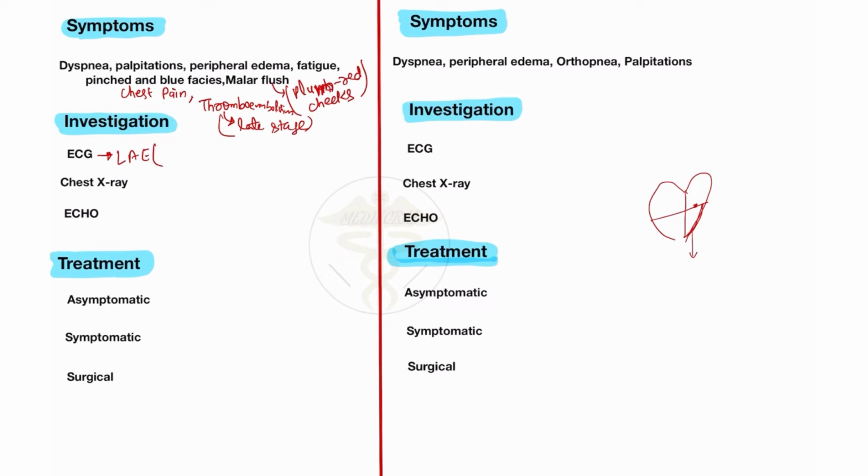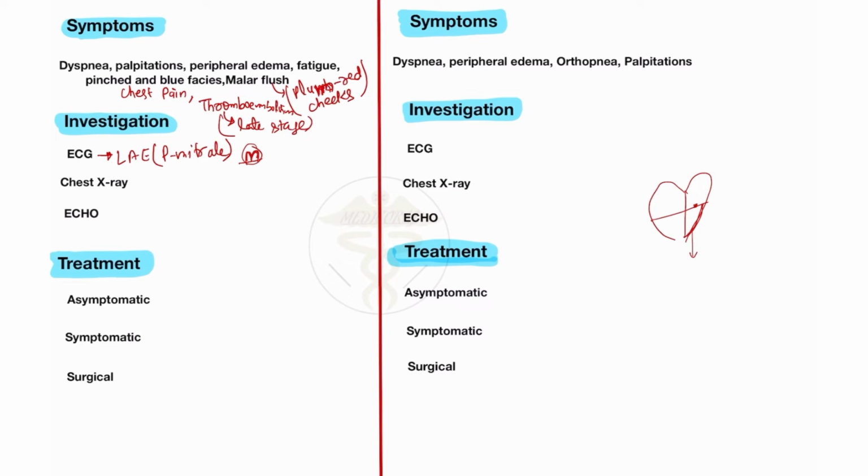On ECG, left atrial enlargement means P mitrale. P mitrale means you will see two notches in the P wave. So this is the P mitrale you will see in a patient with mitral stenosis, with a notched P wave. So in the ECG you will see left atrial enlargement, or P mitrale, in the patient.